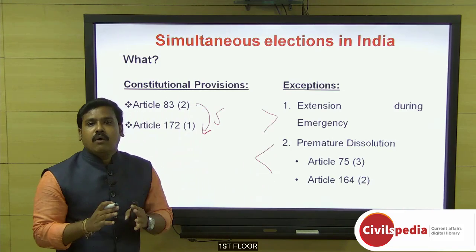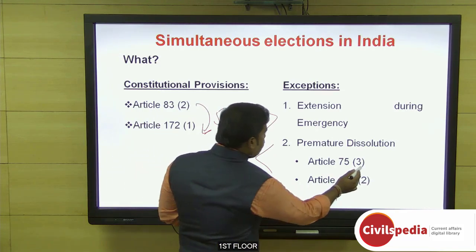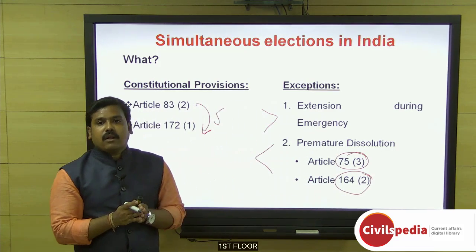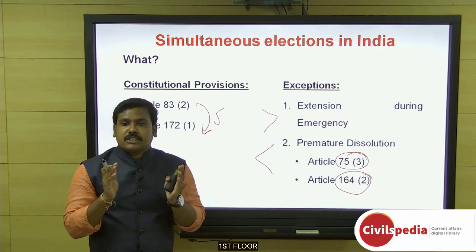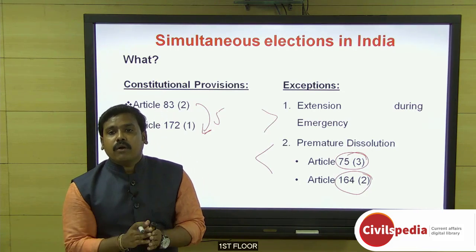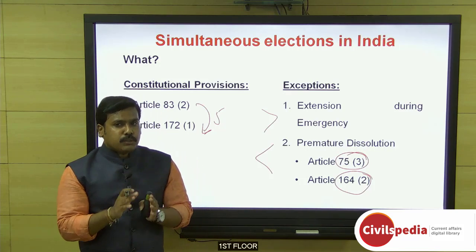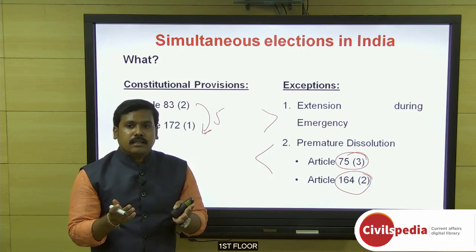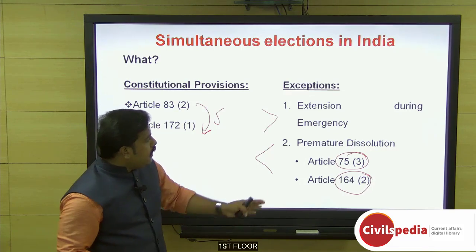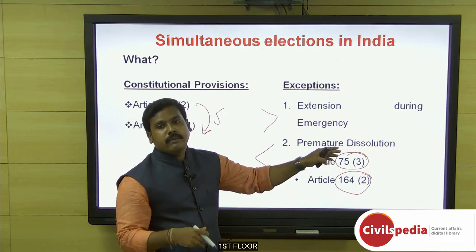So what happens? How? What? On what basis? So these 3 articles indirectly mention it. Article 75 clause 3 speaks about the collective responsibility of the Council of Ministers to the Lok Sabha. So if the Council of Ministers loses the confidence of the House of the People, then the House will be dissolved, right?